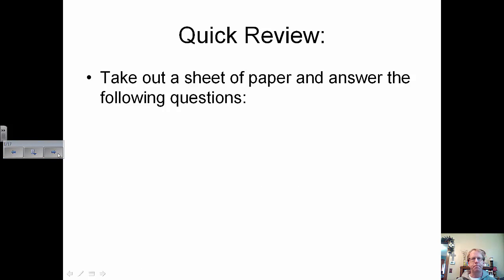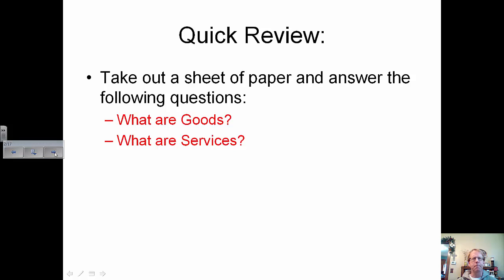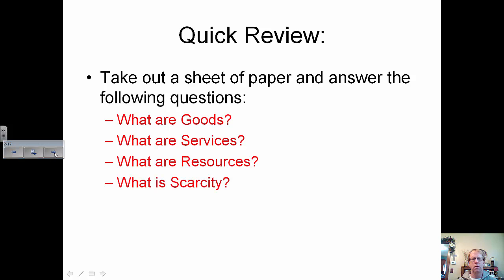All right, let's move ahead. Quick review. If you would take out a sheet of paper and answer a couple of questions for me real quick. This can just be on scratch paper, or you can probably just do it in your head. First of all, can you tell me what goods are? This is something we went over in class and we had a homework assignment on. Do you know what services are? Do you know what resources are? When we talk about resources, what are those? A really important word in economics is scarcity. Have you got a good definition of that down yet?